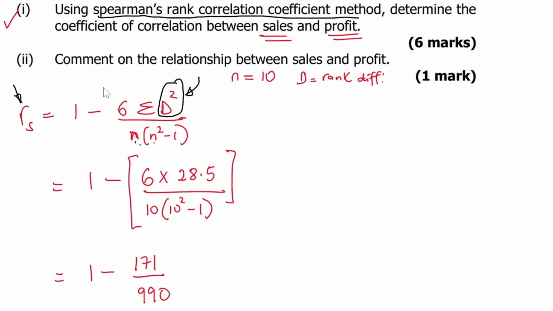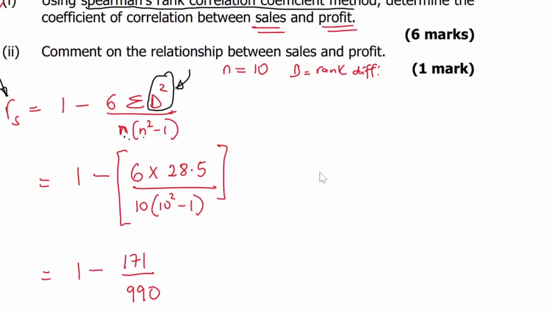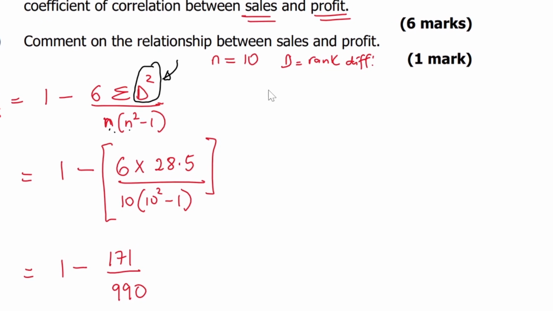Now they're asking us to comment on the relationship between the sales and the profits. Now, of course, our comment on the relationship between the sales and the profit is going to depend on the rank correlation. Where does it fall? Now, unfortunately, in our formula booklet, these categorizations are not there. So you're going to have to memorize them. They are not so complicated to memorize. Let me write it down here for some of you.